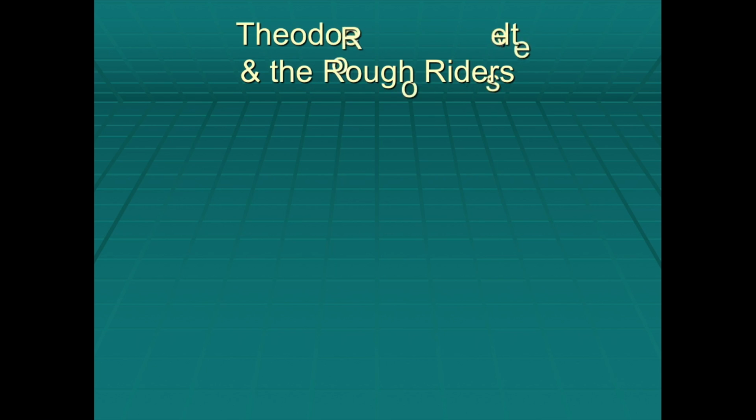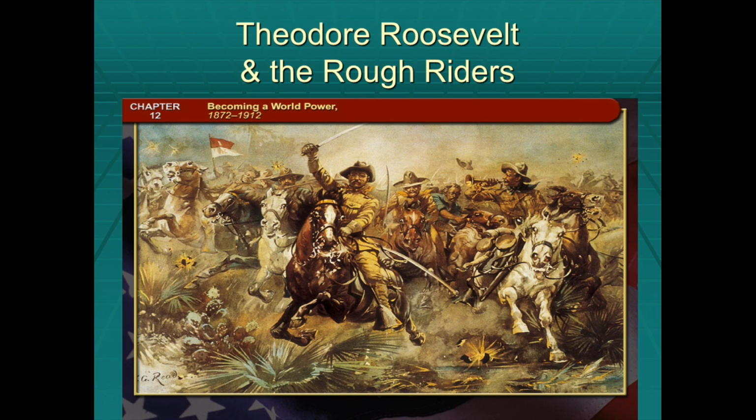So let's start with Theodore Roosevelt and the Rough Riders. Here's a depiction. Notice how glorified his persona is in this photograph. Charging up the hill, the charge of the Light Brigade kind of motif. Well, he was known at the time in the public eye as a great hero from the West. And he was actually from New York.